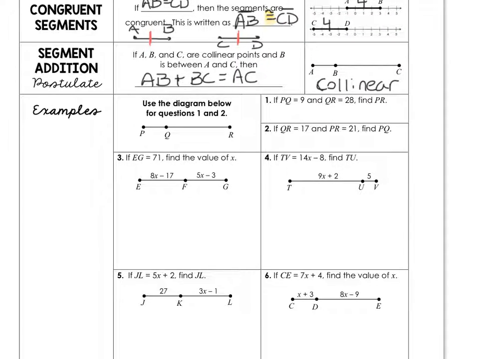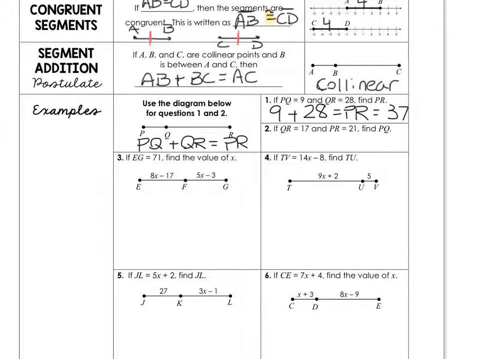First thing we're going to do is write down our segment addition that pertains to the diagram. So this diagram, I have PQ plus QR equals PR. Then we just substitute in what we're given. In number 1, PQ is 9 and QR is 28. We're trying to find PR. We add those together and I get 37.